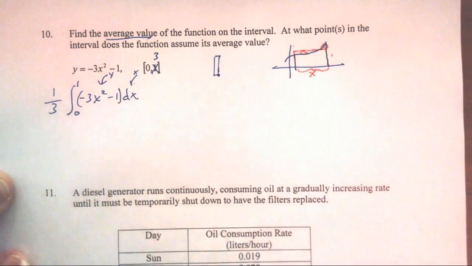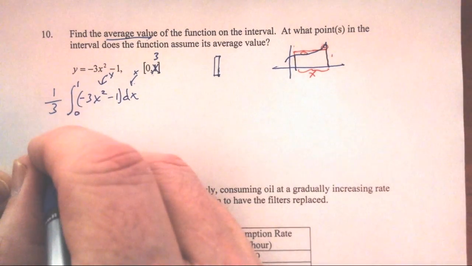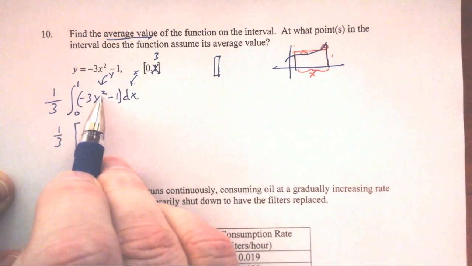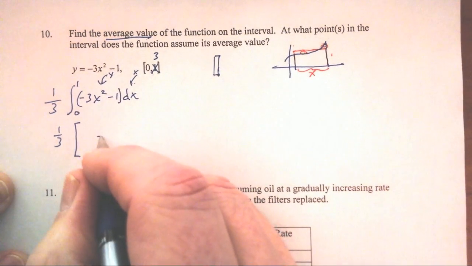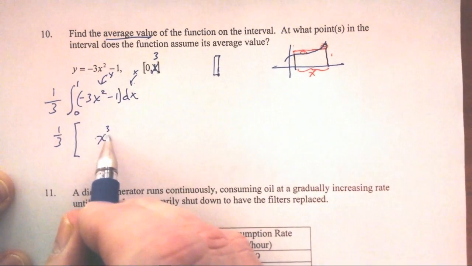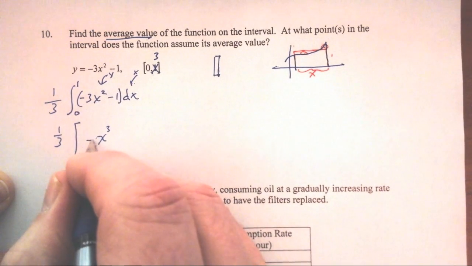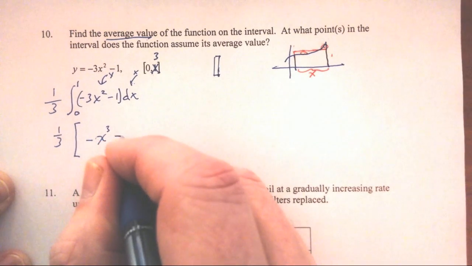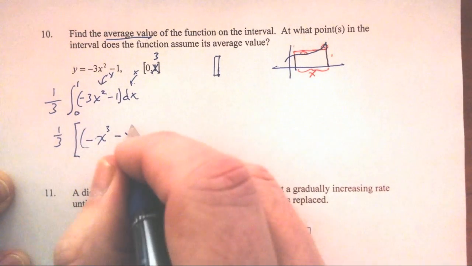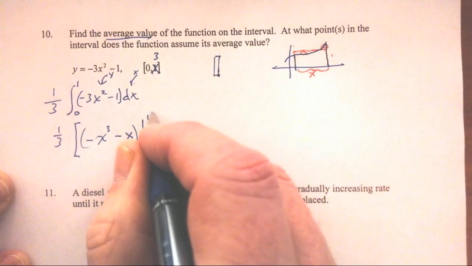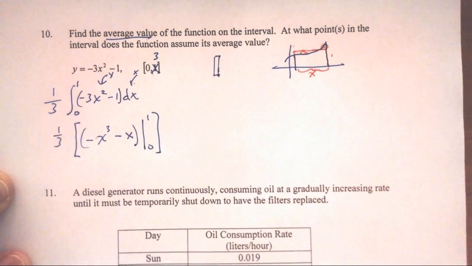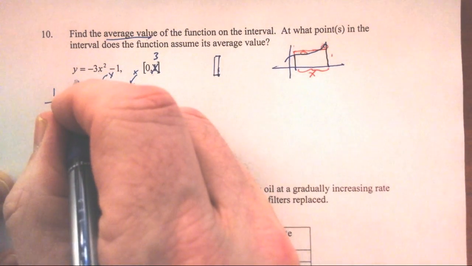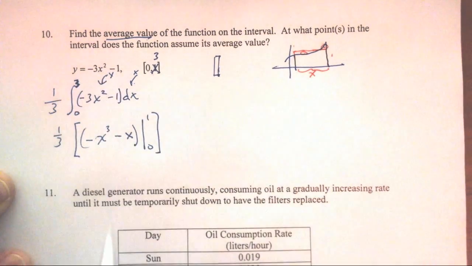That's 1 on 3. So we get 1 on 3 times, if I end with an x squared after taking a derivative, I started with an x cubed. That gives me 3x squared, but I need that to be negative. If I end with negative 1, I started with a minus x, and I'm finding that from 0 to 1. Or actually, 0 to 3, we're going to say now.